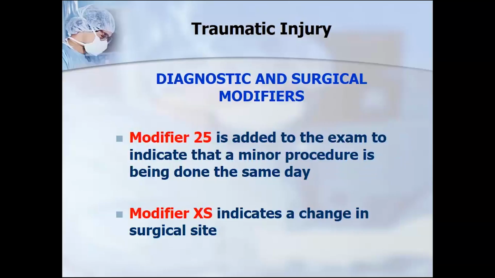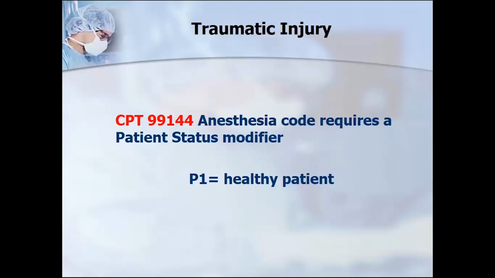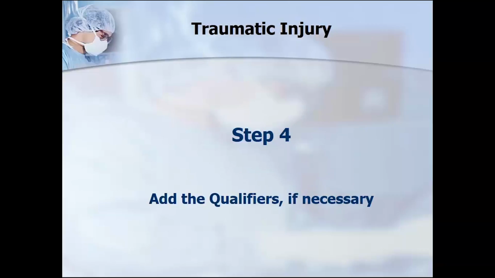Modifier 25 was added to the exam to indicate a minor procedure is being done the same day. Modifier XS, remember, indicates a change in surgical site. When you list the surgery, list highest to lowest for maximum reimbursement. The anesthesia code requires a patient status modifier. Patient was healthy, so it's P1. Notice that it's only listed on the first line, 99144, and not on the 99145 line.